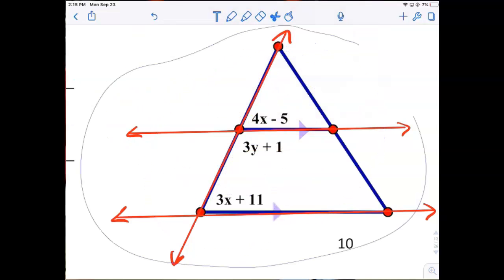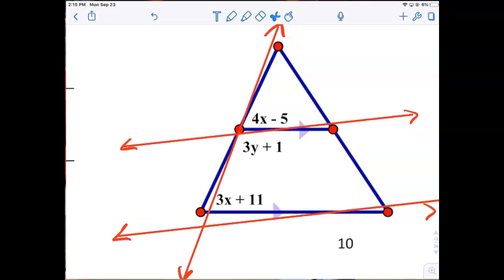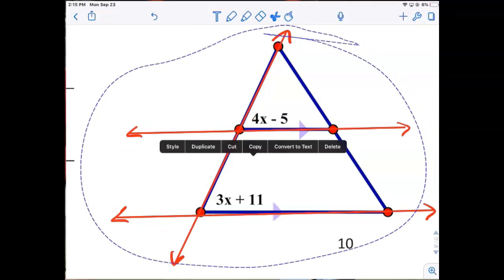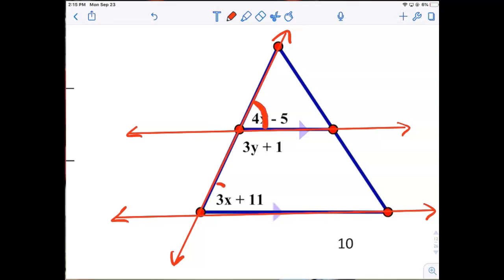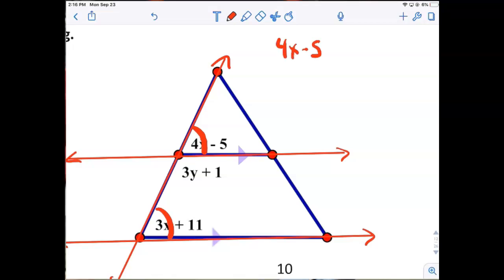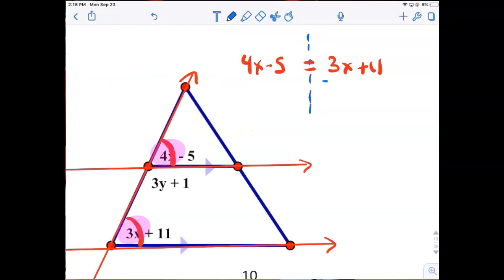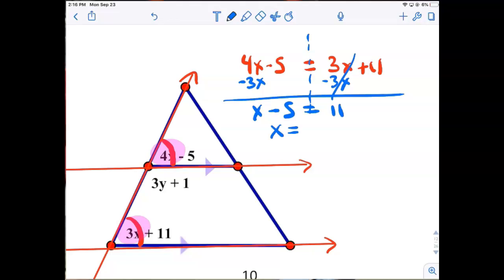You know about this picture, right? So it just kind of sits right here as part of the triangle. And that means that I have corresponding angles right there. So I can set 4x minus 5 equal to 3x plus 11 because this angle is equal to this angle. All right, so if I take away 3x from both sides, show all your work just like I'm doing. You have 1x minus 5 equals 11. You're going to add 5 back to both sides, and you get 16.